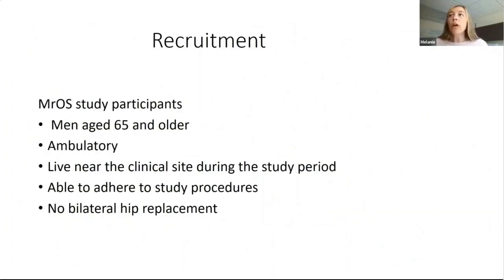So when originally we recruited the men, they had to be 65 years old or older in 2000. They had to be ambulatory, live near a clinical site during the study period, able to adhere to study procedures, which is pretty standard in every research study, and have no bilateral hip replacement. We wanted to be able to get a bone density scan on at least one good hip and hopefully follow the changes in that hip throughout the years.